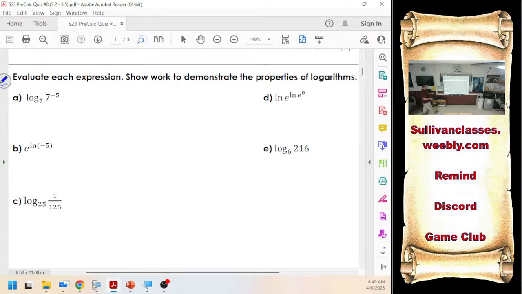And it can be something as simple as log base 7 of 7 cancels. Okay? Like if I just see that, I know that you know. Okay? e to the ln of negative 5. It ain't negative 5. What is the ln of negative 5?